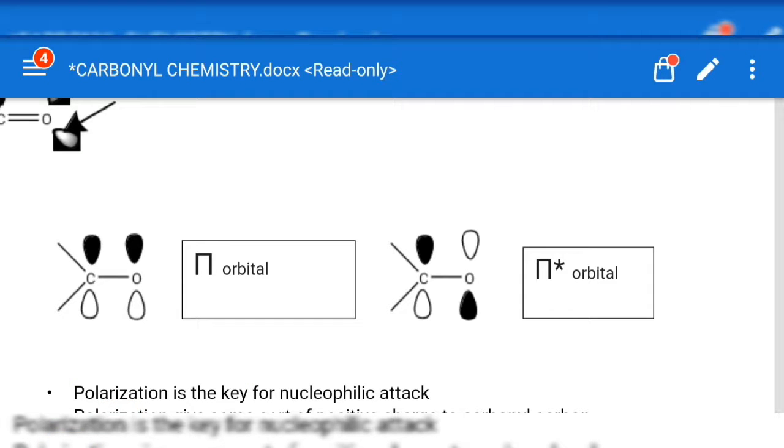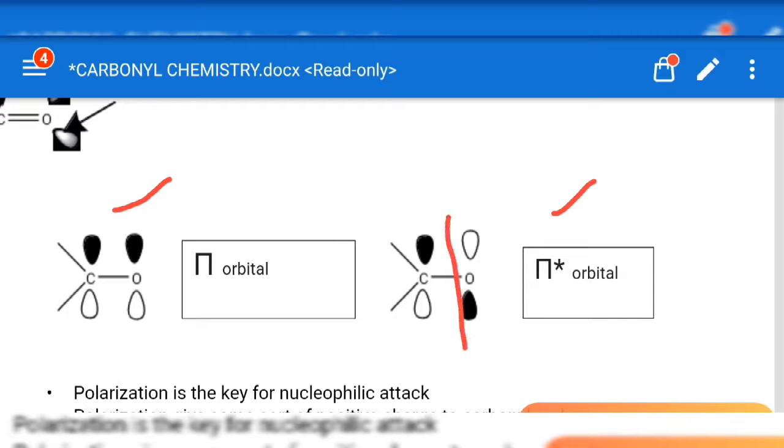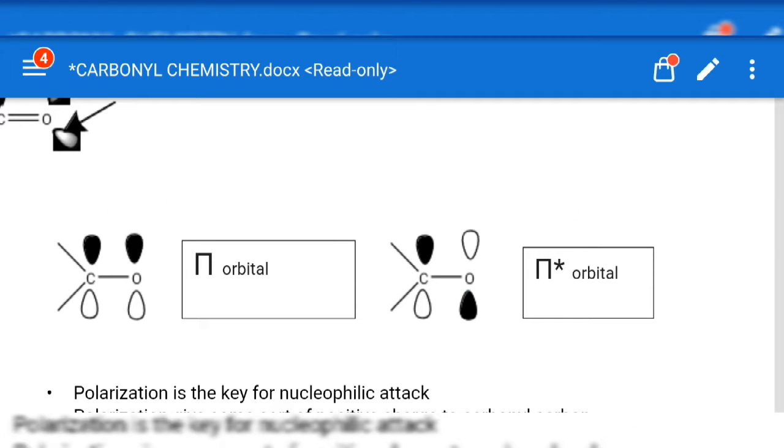From molecular orbital theory, we know that if there is a pi orbital, there should be a pi star orbital present. So this is the pi orbital of the carbonyl compound, and this will be the pi star orbital having a node there.